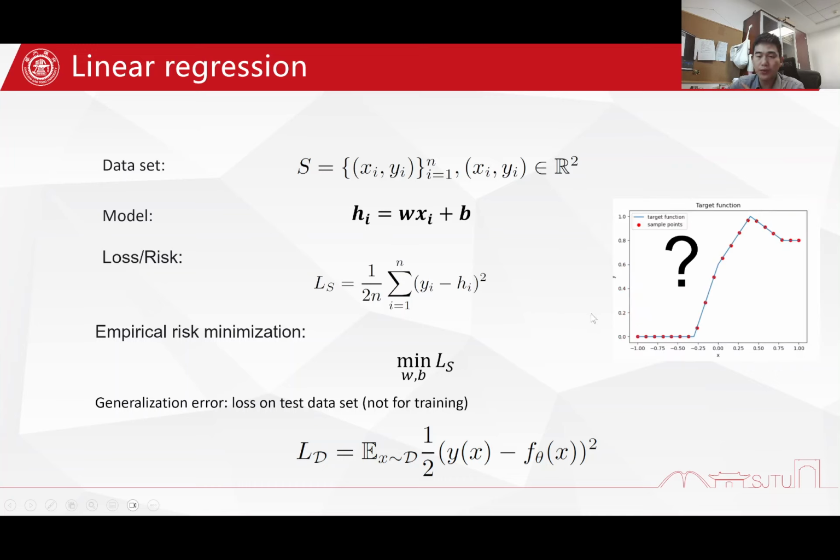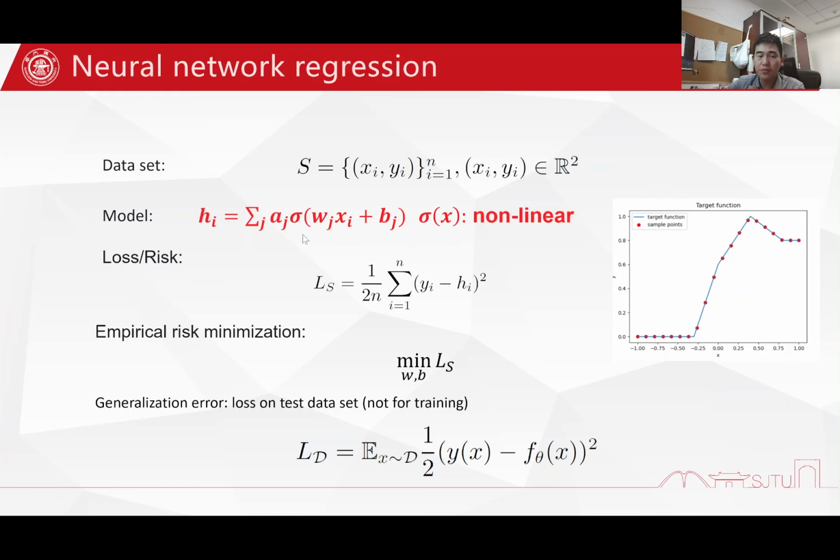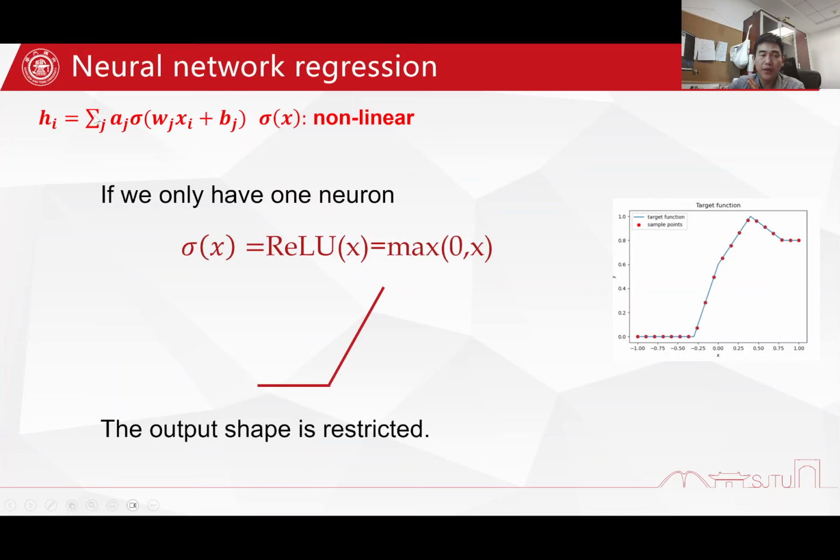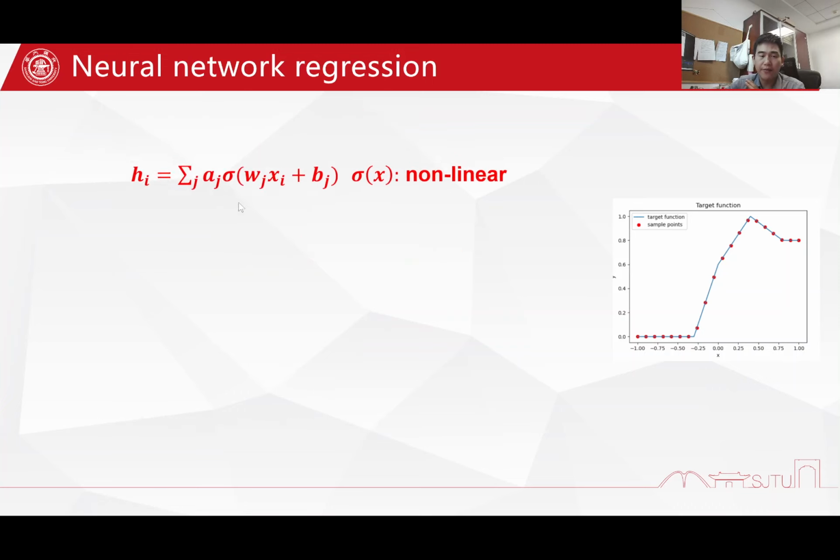Now we try to fit another set of data points, but they are not linear, so we cannot use a linear function anymore. The simplest way is to add a nonlinear activation function. Here is an example. If you have only one neuron, meaning there is no summation here, for example, we take this ReLU function as the activation function, the output will be restricted to this kind of shape. So we will have many neurons.